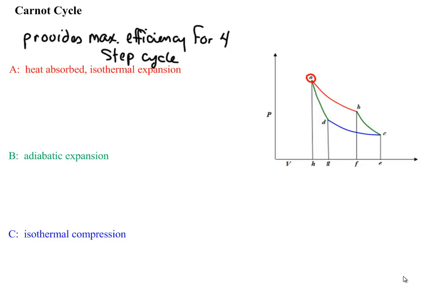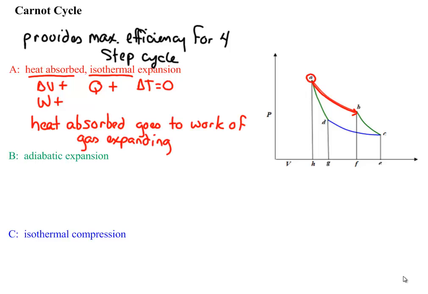The first step is going to be along this line. Remember, a curved line means it's isothermal. My volume is getting bigger, so my change in volume is positive, and the reason that happens is heat is absorbed, so Q is positive. If my temperature change is equal to 0 and V is positive, work is done by the gas, so work is positive as well. So if heat is absorbed, it's an isothermal expansion.